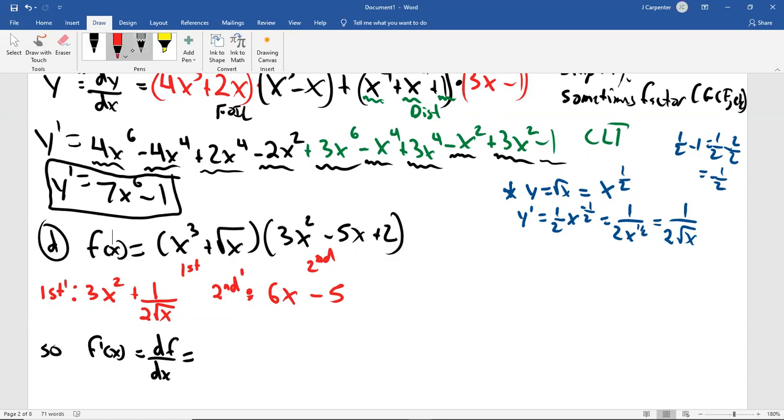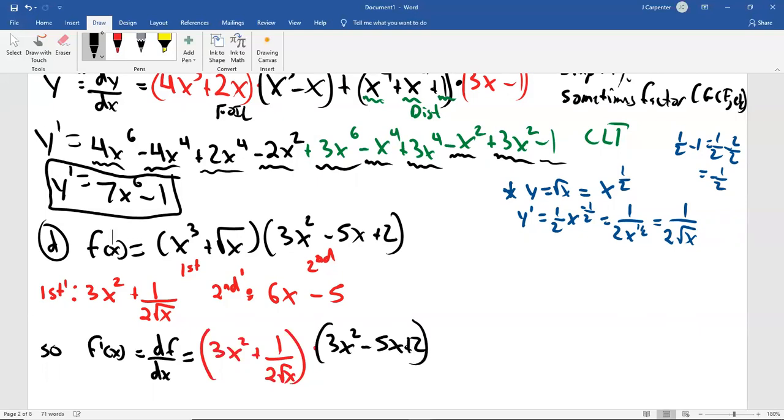So the derivative of the first is the 3x squared plus the 1 over 2 square root of x. 3x squared plus 1 over 2 square root of x. Multiple terms, so wrap it in parentheses, times. So that was the derivative of the first times, now we're going to use the regular second function, not the 6x minus 5, pay attention. It's the trinomial, the 3x squared minus the 5x plus 2. Multiple terms, so wrap it. And a plus symbol.